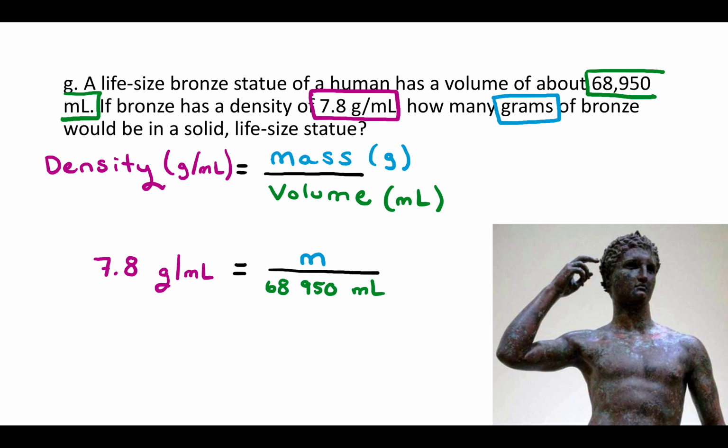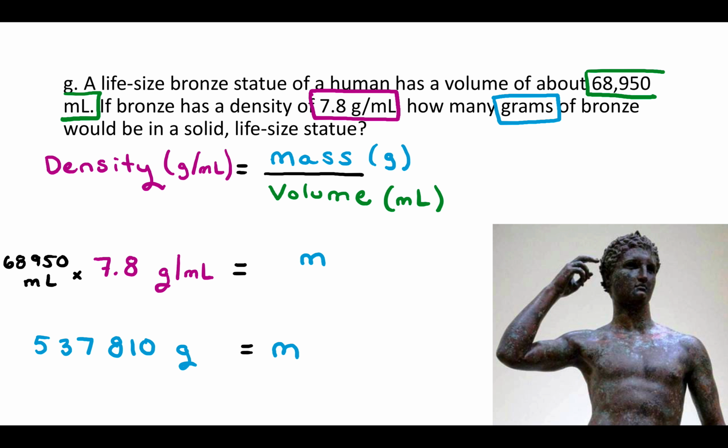Now, the m is tied to that 68,950 through division, so to untie it, we're going to do the opposite operation with the same number. So instead of dividing, here we're going to multiply with the same number, 68,950. If I do that to one side of the equation, I have to do it to the other. On the right, those numbers cancel. I'm left just with the mass, m. And on the left, I would just plug that into a calculator. 68,950 times 7.8, and you should get 537,810. And the unit will be grams, because this milliliter here is going to cancel with the milliliter on the bottom of this fraction unit here.